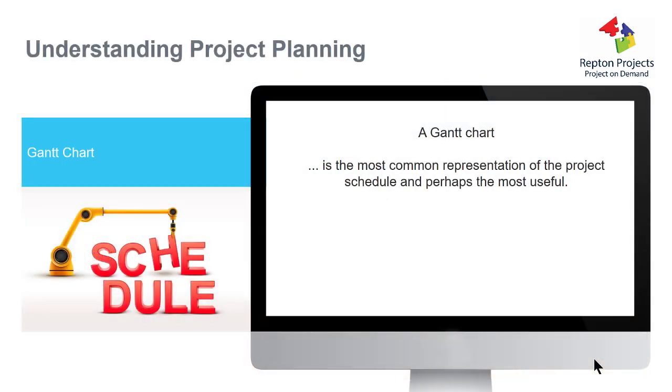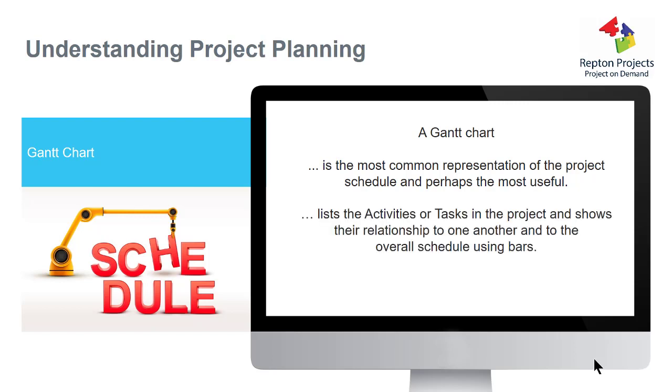So what I use for this is something called a Gantt chart. This is the most common representation of a project schedule or plan, and it is definitely the most useful, I think, to be honest. I've used one of these things for a long, long time, and it's the bread and butter of managing your project plans. So basically it lists the activities or tasks that we've identified in the project, and it shows their relationship to one another, which is really the dependencies between one another. And it really shows this using some bars, which I'll show you in a pictorial form in a minute.